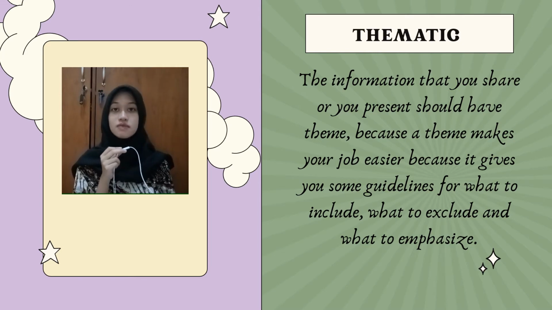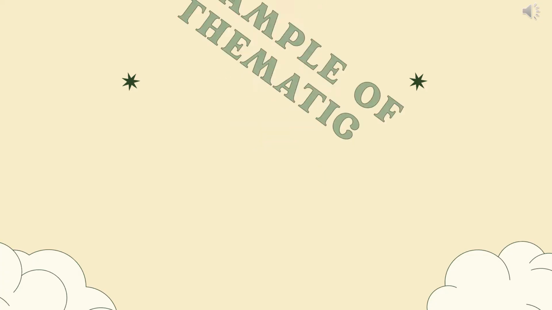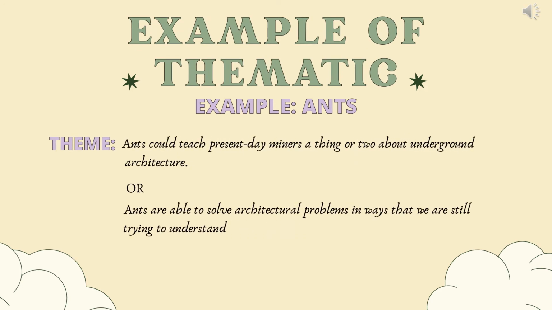And what is the difference between topic and theme? A topic is a general subject matter, but a theme is a very specific idea or main point that we want to communicate to our group. For example, let's say our topic is ants. The theme could be to teach present-day miners a thing or two about underground architecture, or ants are trying to solve architectural problems in ways that we are still trying to understand.